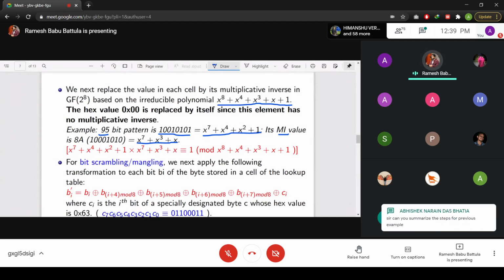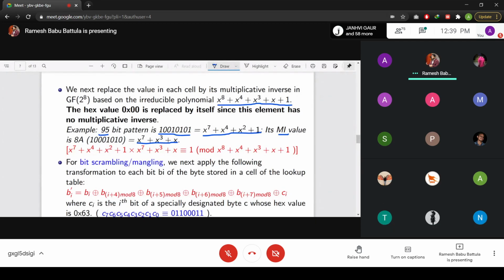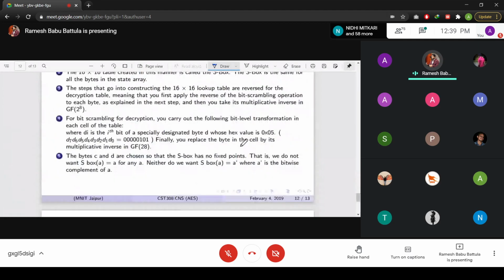Yeah, most of you are. How many of you have done something? Yes, I can summarize. First, you need to take x to the power 8 plus x to the power 4 plus x to the power 3 plus x plus 1. This is an irreducible polynomial you take. That is your r of x. The second value is the one corresponding to x power 7, that is x to the power 7 plus x to the power 4 plus x square plus 1. Here you need to write it down like this.